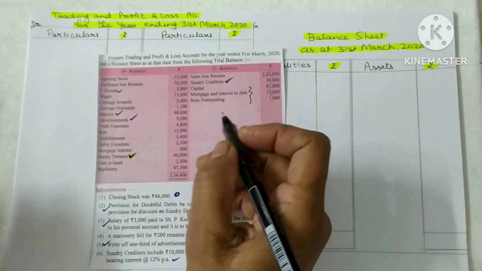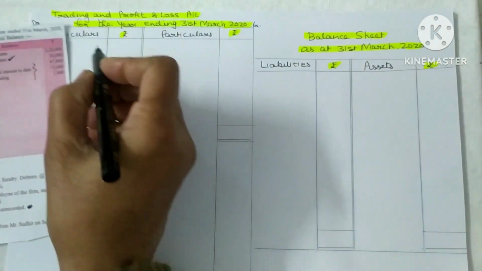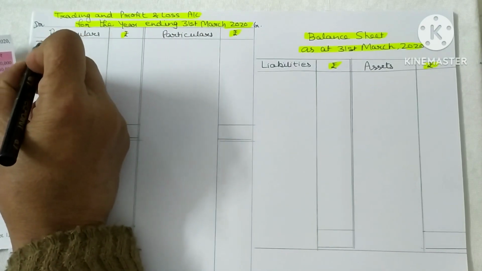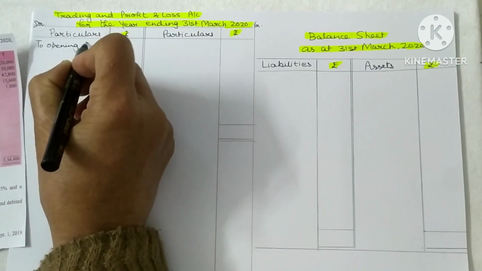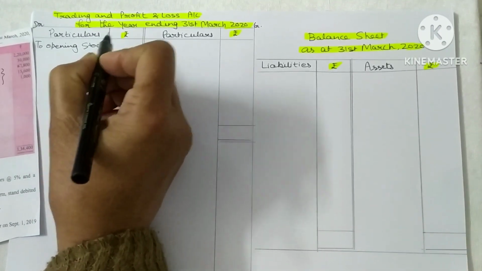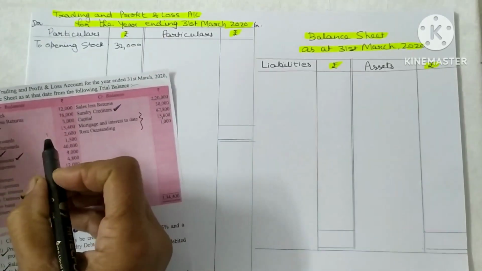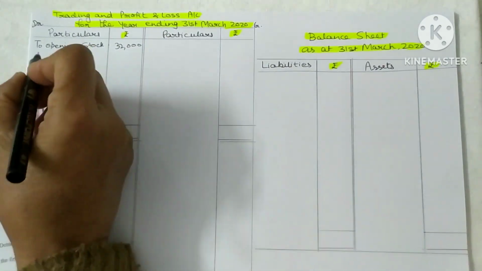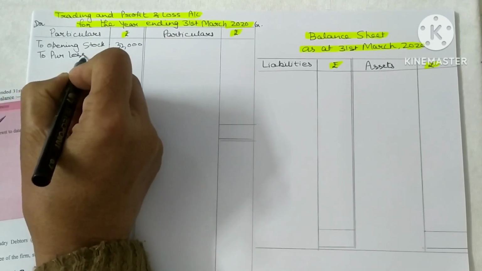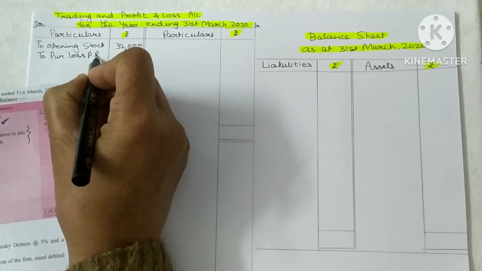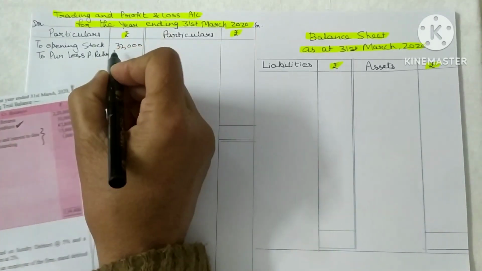then now start. Opening stock. Opening stock is an item of the trading account. To opening stock, 32,000. Next is purchase less purchase return. To purchase less purchase return. Okay. This is 76,000.